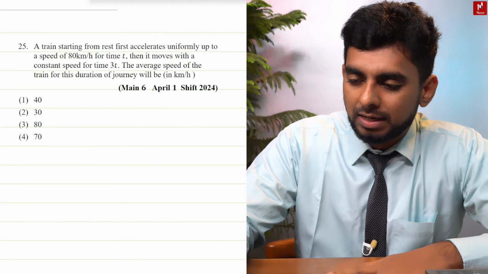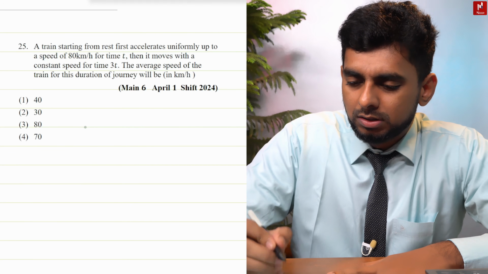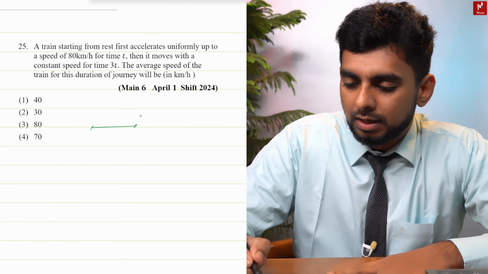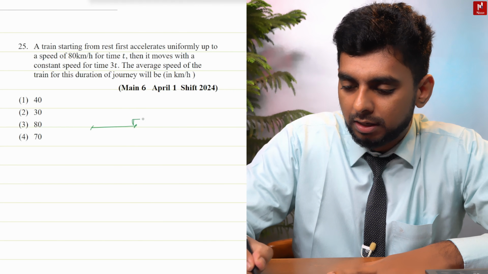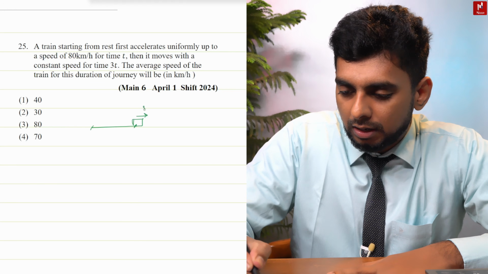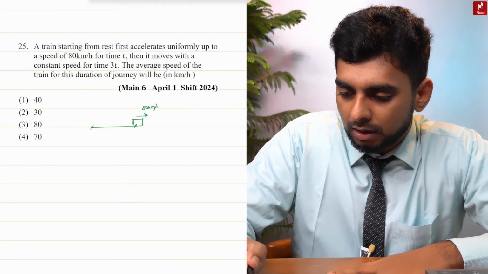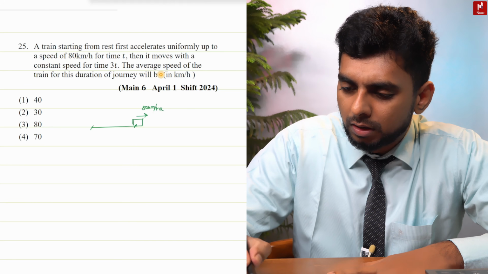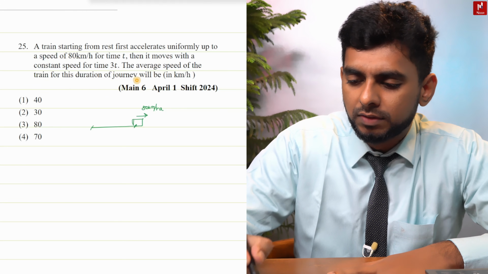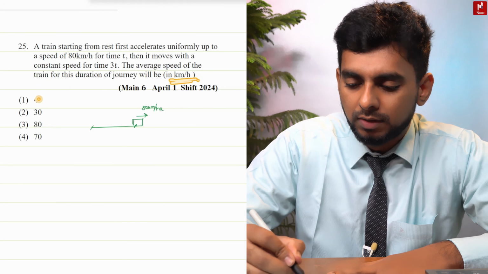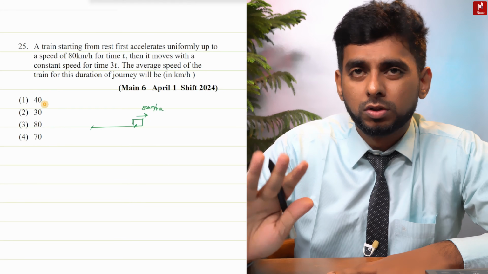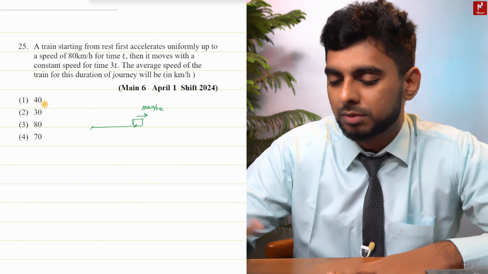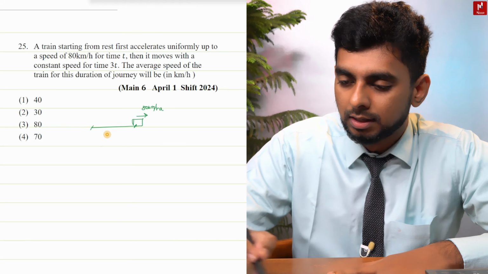First, let me draw the diagram for the question that they've given. You've got a train that's going to accelerate uniformly, and then it reaches a final speed of 80 kilometer per hour. The average speed of the train for this duration of the journey will be in kilometer per hour. Even the options I have given have to be marked in kilometer per hour, so I do not want to worry about unit conversion over here. Got it?